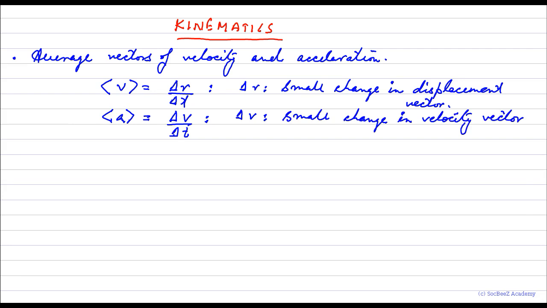Now let us move on to the instantaneous velocity and instantaneous acceleration. Instantaneous velocity is defined as the time rate of change of the displacement vector. Mathematically it is written as dr upon dt. So it is the rate of change of displacement vector with respect to time. This is my instantaneous velocity.